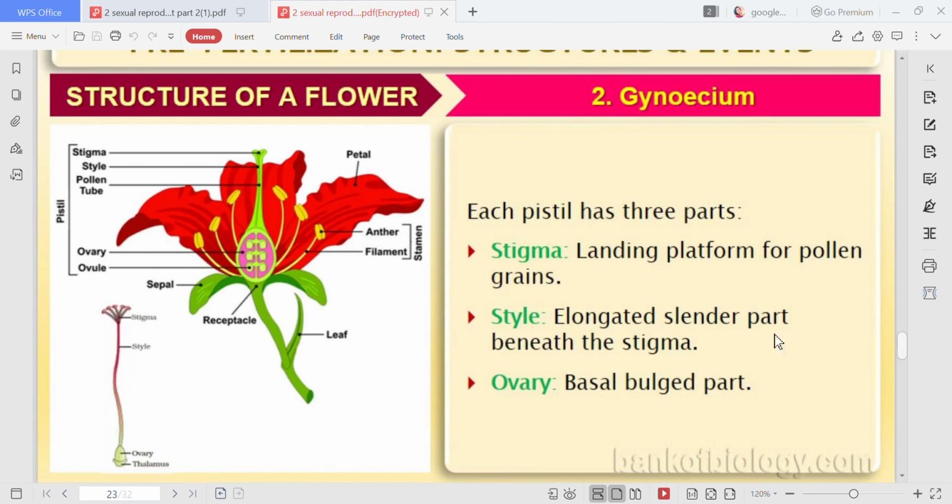Now let's move on to the structure of pistil. Each pistil has three parts. Stigma, this is the stigma. Okay, the area where the pollen grains will land up here. So this is the stigma. Then an elongated and slender part beneath the stigma is the style, as you see here. And the basal part, the swollen basal part, is called the ovary. Okay, the bulged part or the swollen part is the ovary.